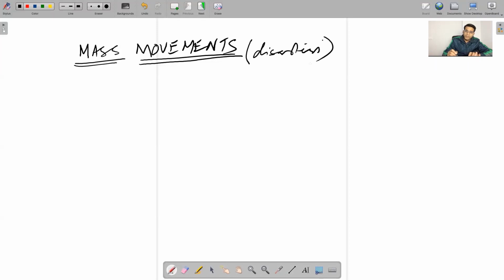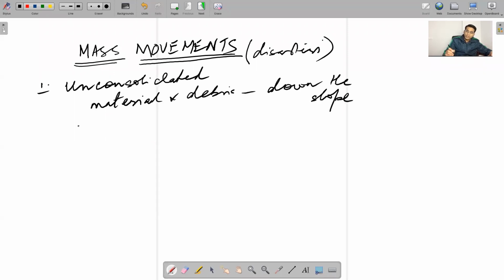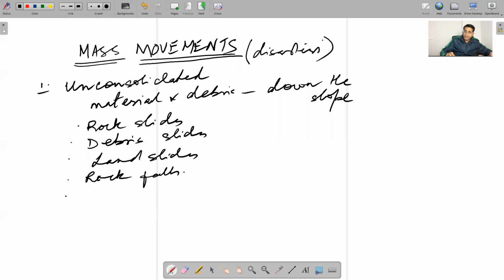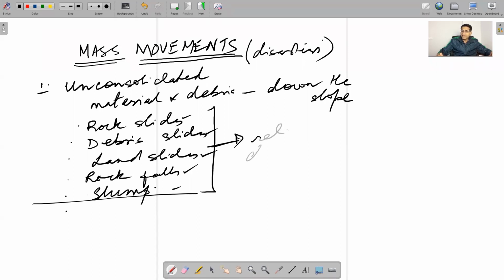So mass movements, there are three, four points. Number one, this is basically a type of unconsolidated material and debris moving down the slopes. Now, mass movements will include rock slides, debris slides, landslides, rock falls. We also have soil slump. And most of the ones I mentioned right now, rock slides, debris slides, landslides, rock fall and slumps, are more or less related to relatively drier sediments, and to more coarse sediments.